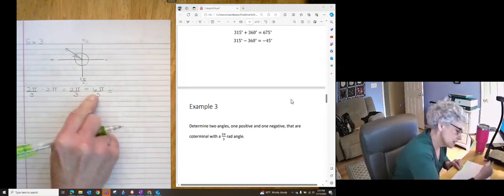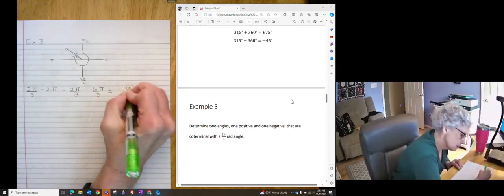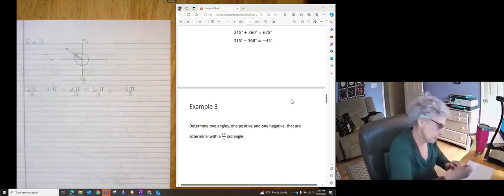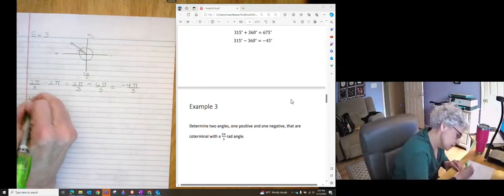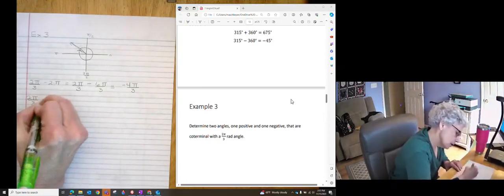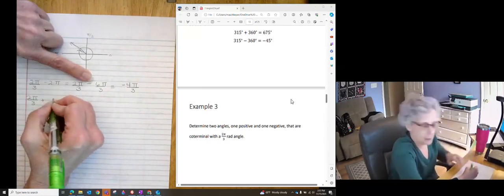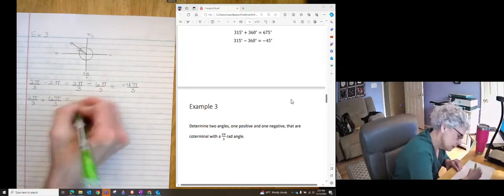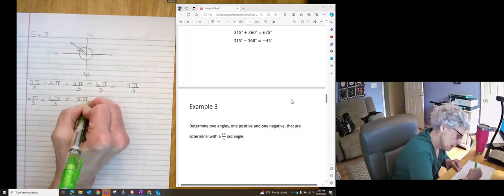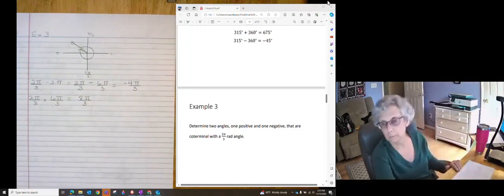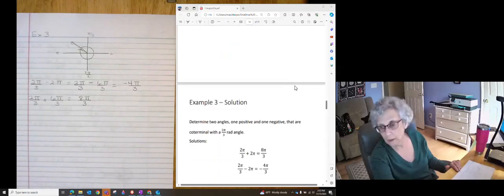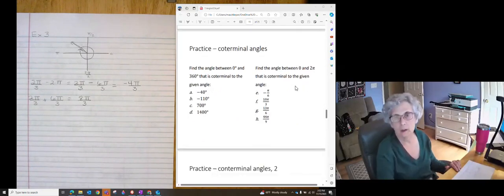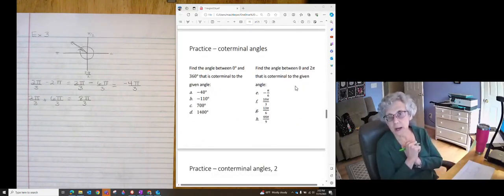Gives me 2 minus 6 is minus 4 pi over 3. And then the other one would be to do 2 pi over 3 plus, I'm going to go ahead and give it the common denominator, save myself a little writing, 8 pi over 3. And there's the pretty solution. Your turn. You get to practice.